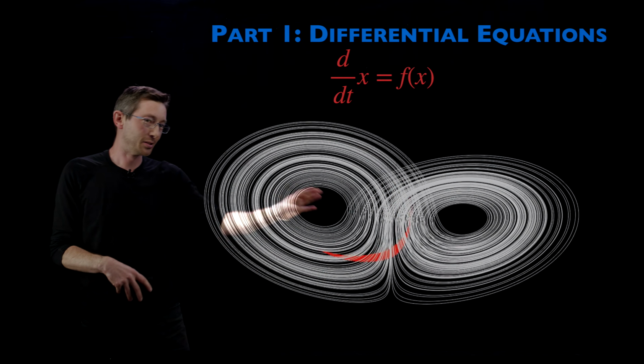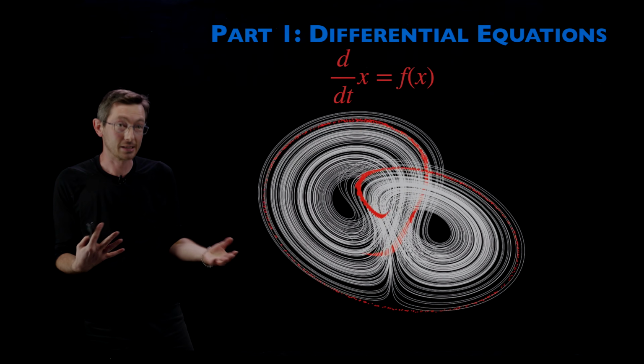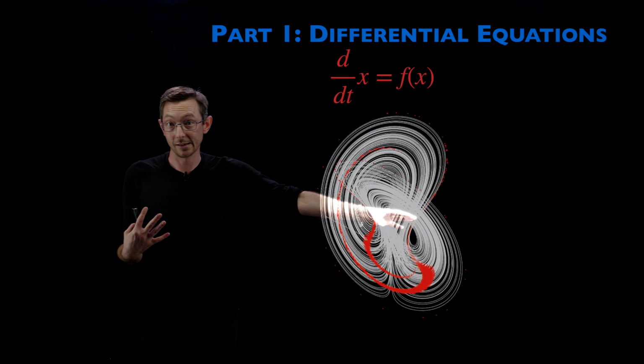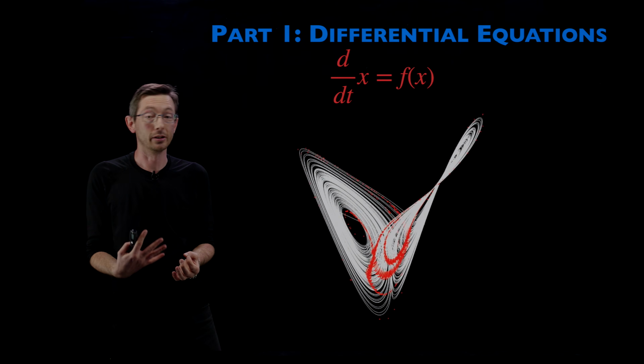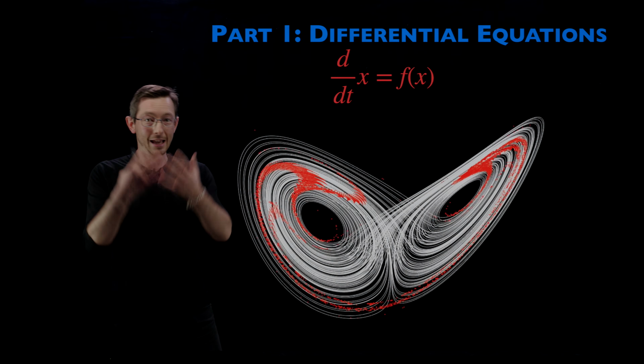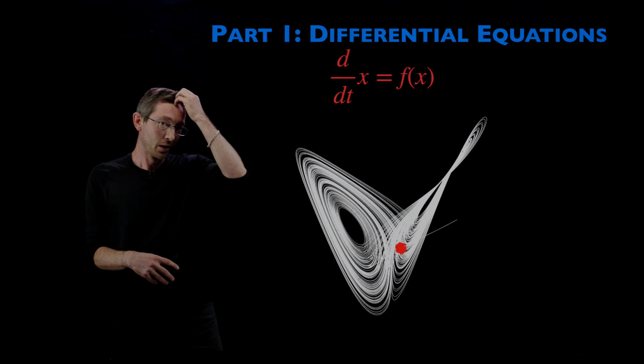This is one of my favorite examples of a chaotic dynamical system, or differential equation, called the Lorenz system, which was introduced about half a century ago, a little bit longer than that, to model chaotic convection in the atmosphere. So we'll talk about this a lot later.